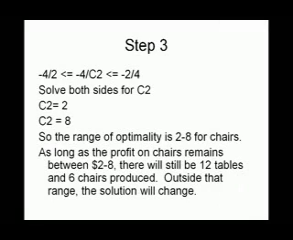In step 3, we set c1 equal to the original value of minus 4 and solve for c2. If I'm going too fast here for you, you might want to pause this video and do the math for yourself. So anyway, here the range is between 2 and 8 for chairs. And again, the interpretation is the same.